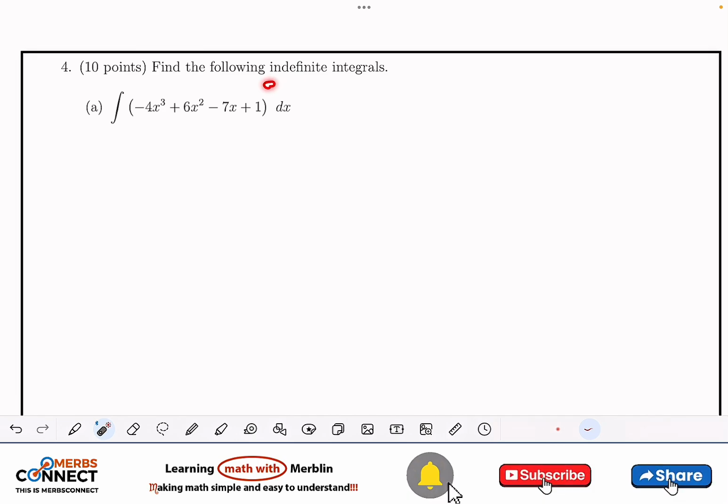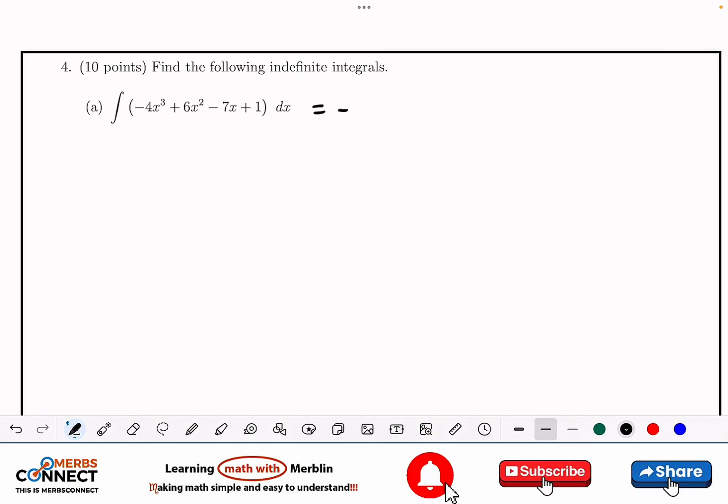So question 4, we need to find the indefinite integral. So for indefinite integrals, don't forget to add your plus c, because if you don't add plus c, you lose marks depending on the question, right? So let's see how we can go through that. This is a polynomial function, so we are just doing integration. So don't confuse yourself with derivative and anti-derivative, right?